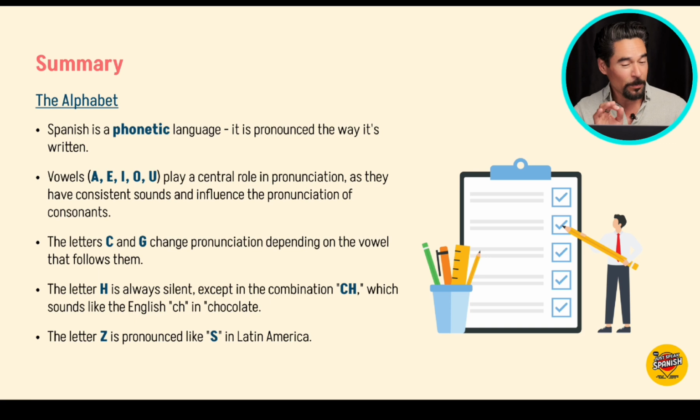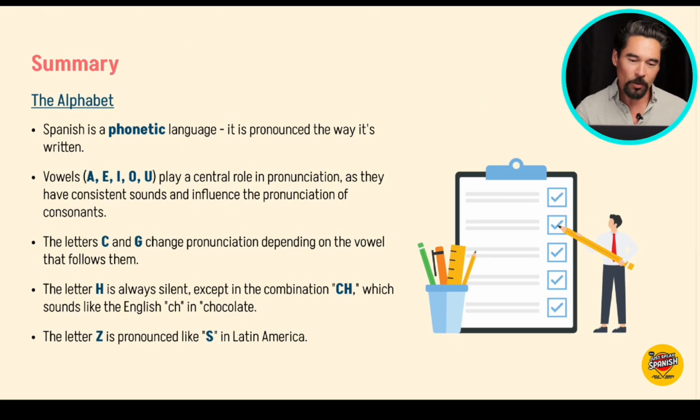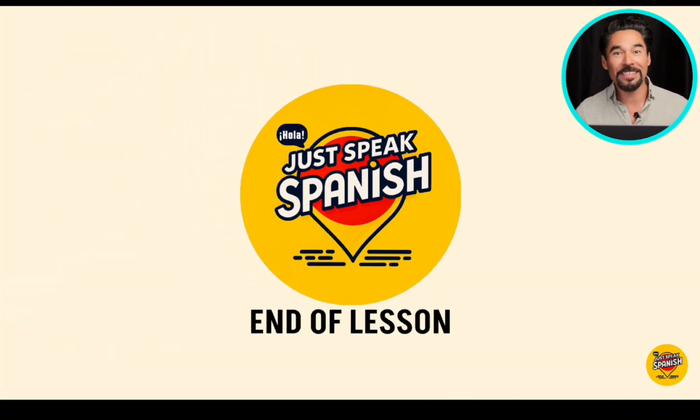And we talked about the letter C and the letter G. Learn those rules, okay? How they change pronunciation depending on which letter follows it. And we also talked about the letter H. The letter H is silent. Unless you have the CH combination, then it will be a ch sound, like chocolate. And finally, the letter Z in Spain is pronounced theta, but in Latin America it's just like the S.